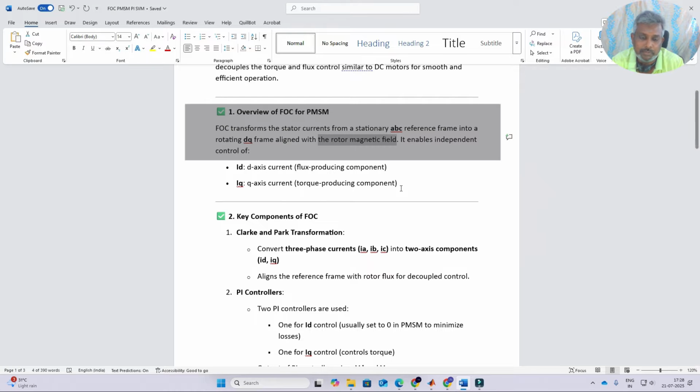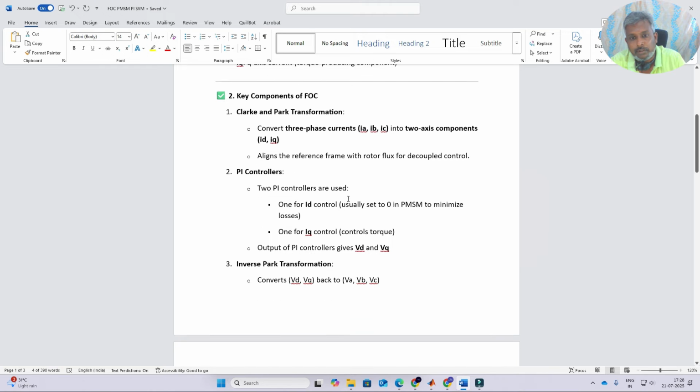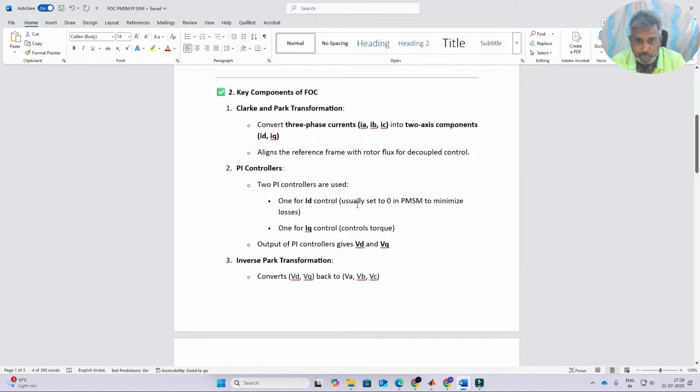You just have to measure the current and voltage, and that should be converted into the DQ frame, which is operated along with the rotating magnetic field. The key components we need to use in field oriented control are the Clarke and Park transformations. The Park transformation is applied to the three-phase currents IA, IB, IC, and converts them into ID and IQ.